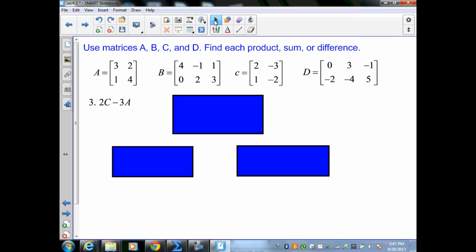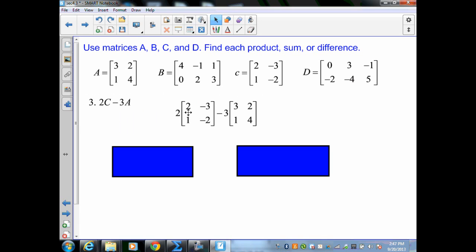Our next example, 2C, which is my scalar 2 times my matrix C, minus 3 times my matrix A. When I have this set up, I have my scalar times matrix C and 3 times my matrix A. Now there's two ways that we can actually solve this problem. We can take 2 times each element here, and then also we can take just 3 times each element here, and that would result in still having a minus sign. I didn't take the negative 3 into each element. All I did is take the 3, leaving my minus sign here.